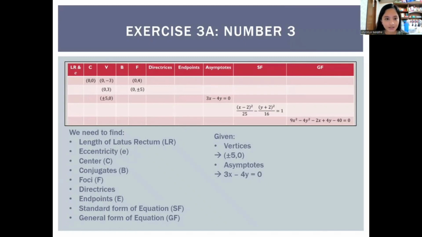Let's answer number 3. Ang given dito sa number 3 is yung vertices and yung asymptotes. Ang kailangan nating hanapin or the things that we need to find is the length of the latus rectum, the eccentricity, center, conjugates, foci, directrices, endpoints, standard form of equation, and lastly is the general form of equation. Gamit yung mga given na vertices, which is positive, negative 5, 0, and yung asymptotes na 3x minus 4y equals 0.